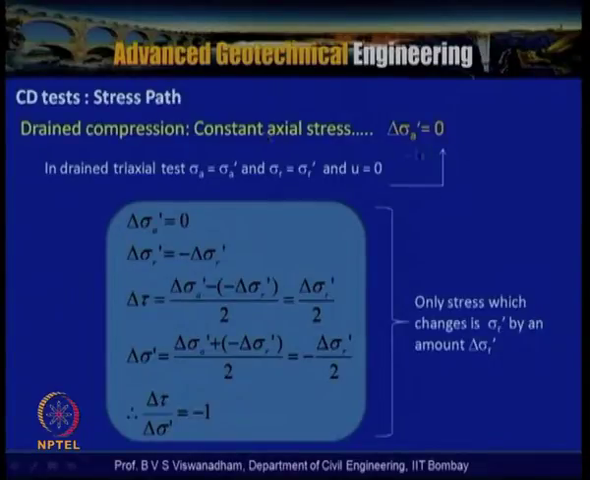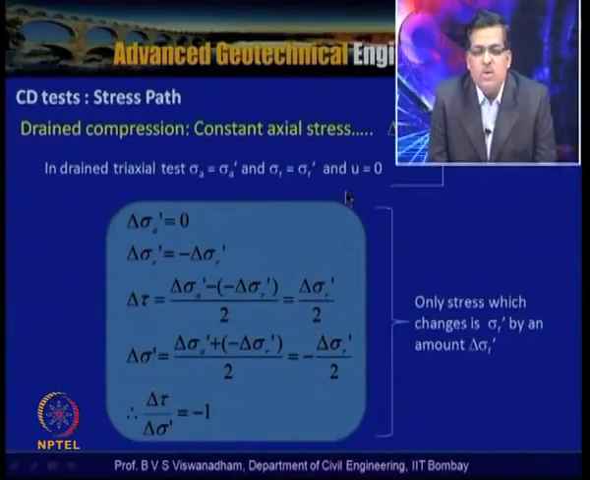Now drained compression with constant axial stress means that here delta sigma a dash is equal to 0, that is, there is no change in the axial stress. So the only stress which changes is delta sigma r dash by an amount delta sigma r dash, that means we are increasing delta sigma r dash. So delta sigma a dash is equal to 0 and delta sigma r dash is equal to minus delta sigma dash. So delta tau is delta sigma a dash minus of minus delta sigma r dash by 2, which gives delta sigma r dash by 2. And delta sigma dash is equal to delta sigma a dash plus minus of delta sigma r dash by 2, so with delta sigma a dash equal to 0 we get minus delta sigma r dash by 2.